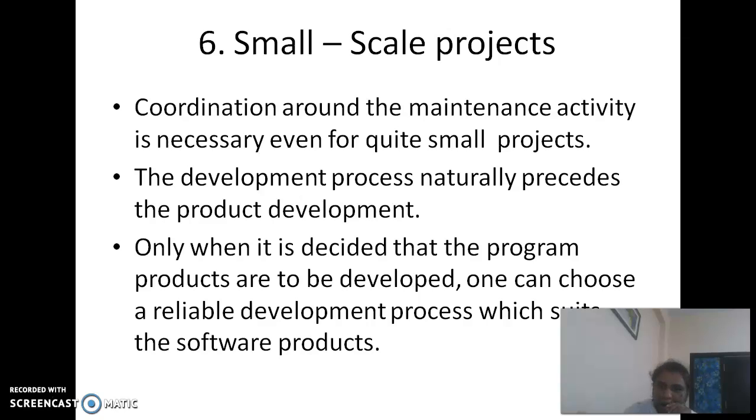The development process naturally precedes the product development. Only when it is decided that the program products are to be developed can one choose a reliable development process which suits the software products. So this is about the six steps that are involved inside the system life cycle.